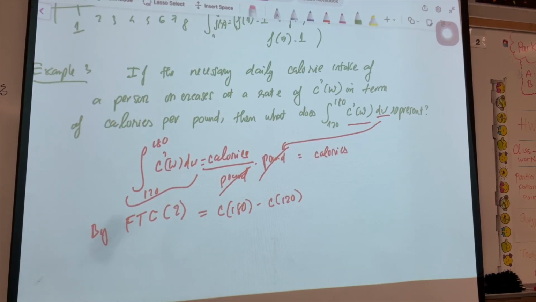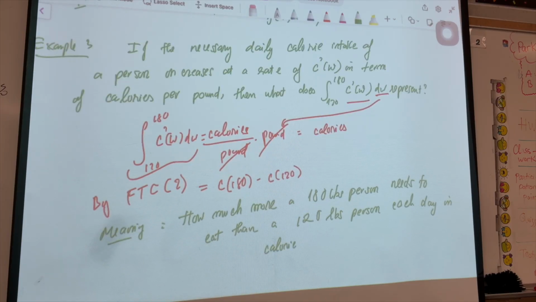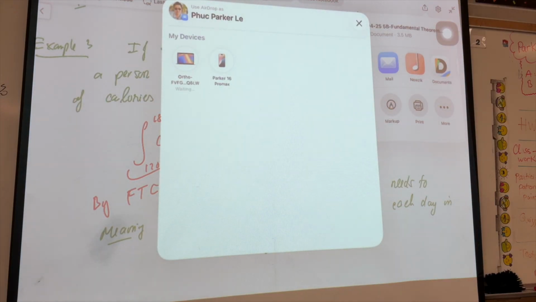So let's write. The meaning is how much more a 180 pound person needs to eat than a 120 pound person each day, in calories. Okay, that's it. And that gives you C of 60. And then you need to find out what that is.